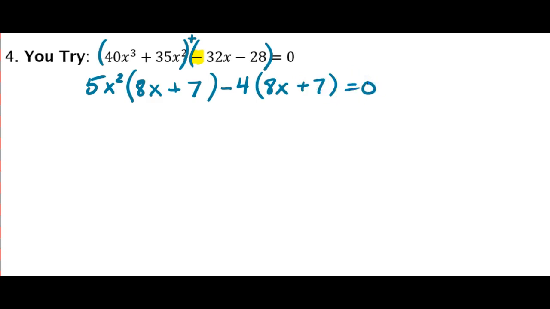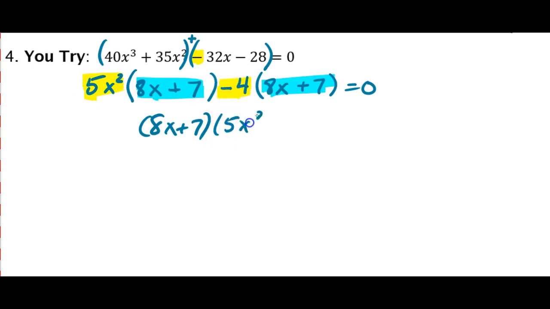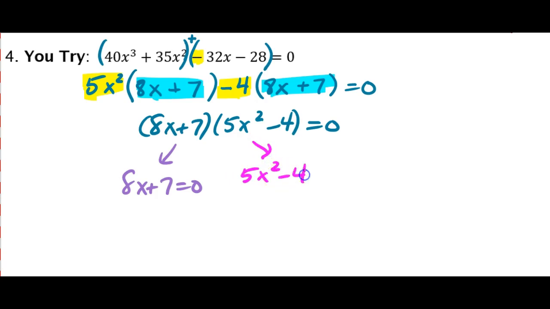So now I have my 2 sets of parentheses that I'm going to be left with. So I have my matching group here. So that is half of my factored solution. And then I also have the things that I factored out, and that's going to be my second set. So 5x squared minus 4. Okay, so now I'm going to be setting each of these equal to 0. So I have 8x plus 7 equals 0. And then I also have 5x squared minus 4 equals 0.